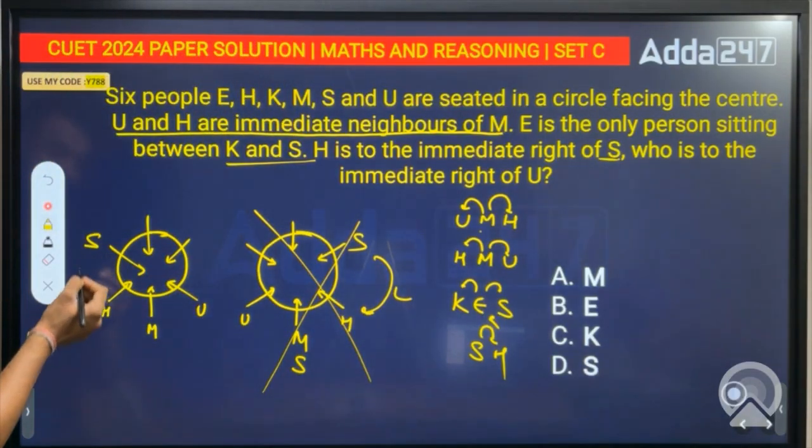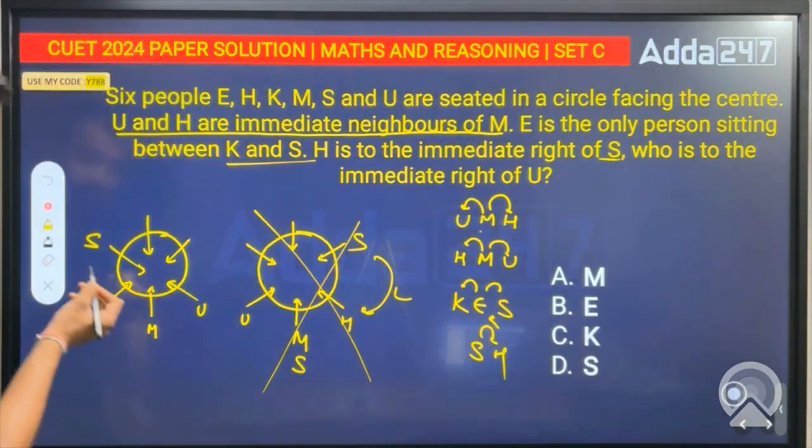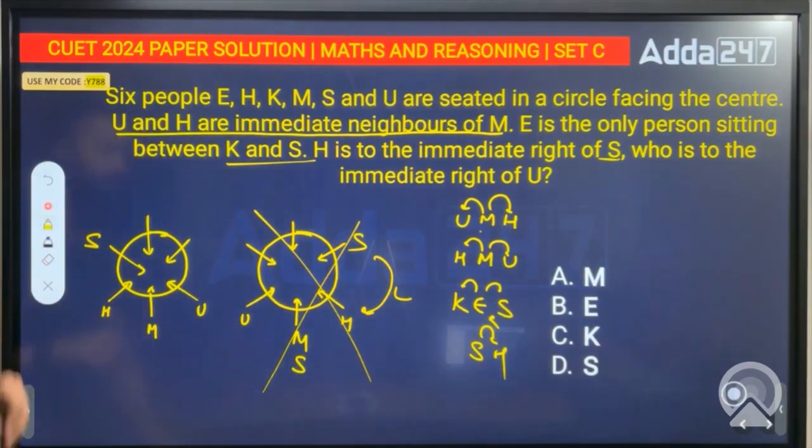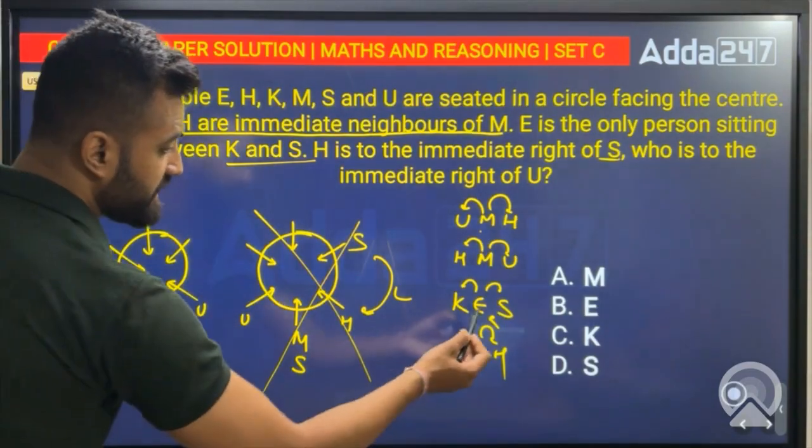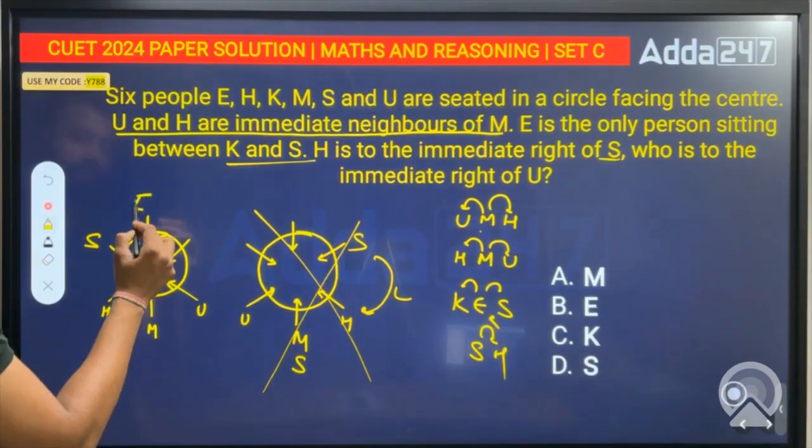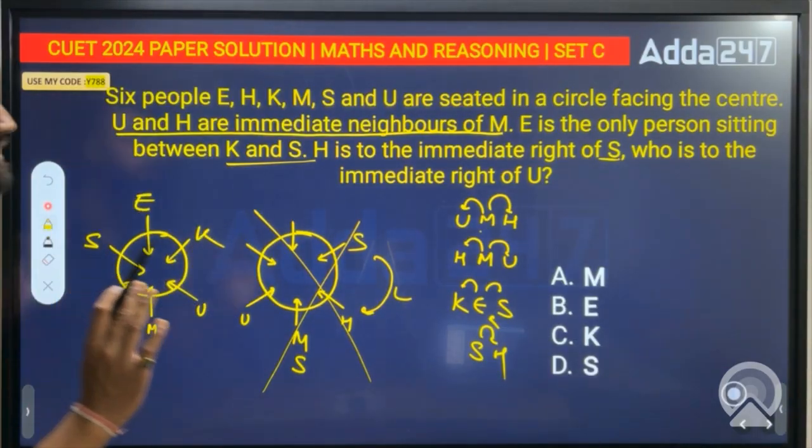Now see, H is the immediate right of S. Got it? So this will be my answer. Now as S and H have come, I can bring E and K also. So E would come here and K would come here. As simple as that. Done.